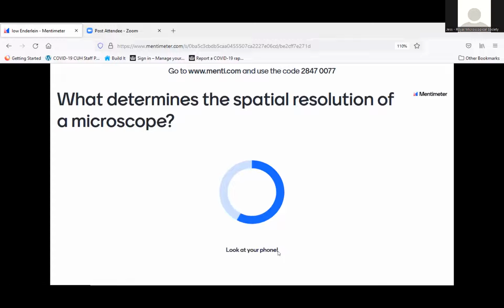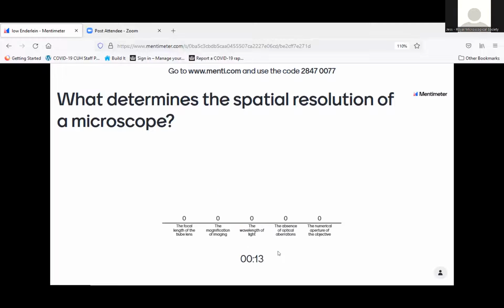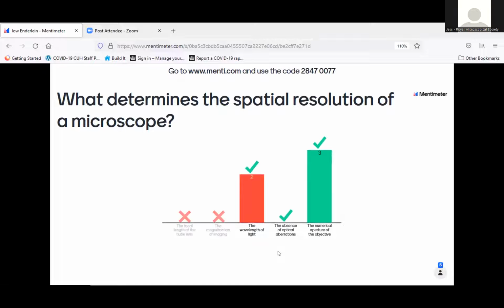What determines the spatial resolution of a microscope? You've got 15 seconds to answer. The focal height of the tube lens, the magnification of imaging, the wavelength of light, the absence of spherical aberration, or the numerical aperture of the objective. And we've got a few answers, and in this case we had 3 correct, more than 1 correct answer.